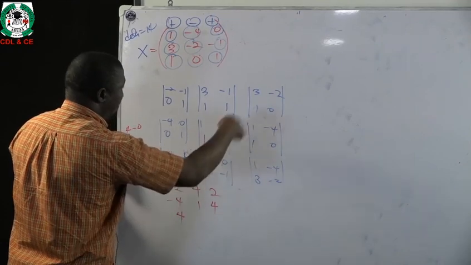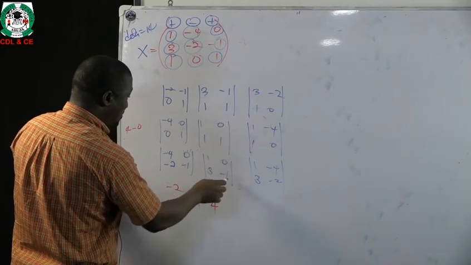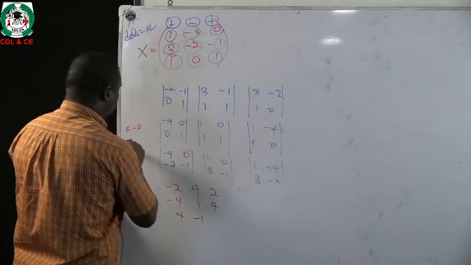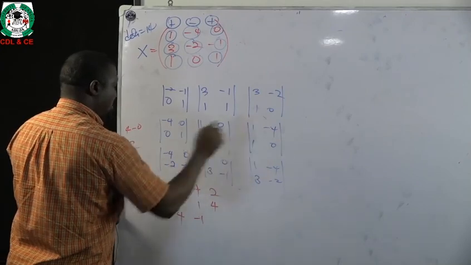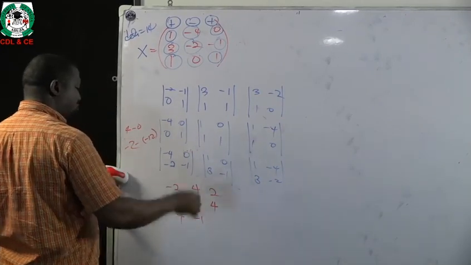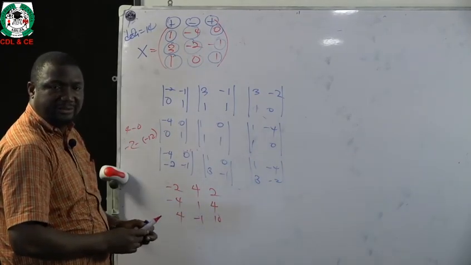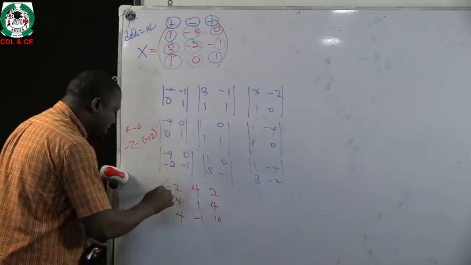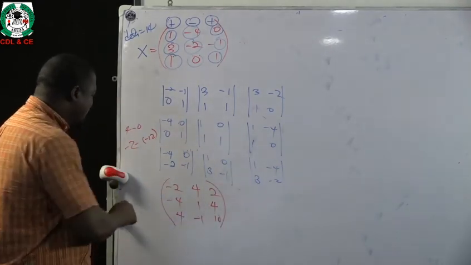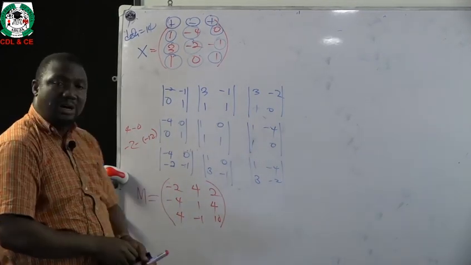This is 1. This 0 is gone. So we have 1 here. So we are doing the last one. Minus 1. 0. So this is minus 1, minus 2, minus minus 12. This minus 2 plus 12, that's likely going to be 10. So eventually, we have the following as our minor.